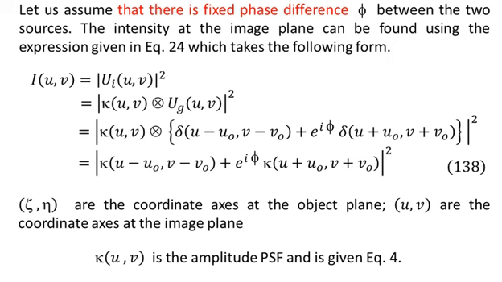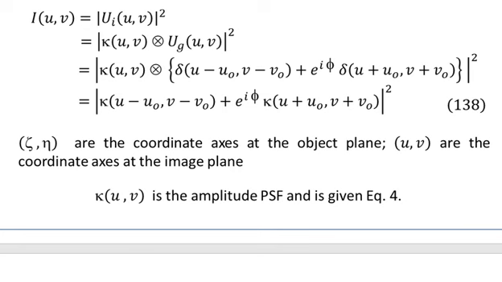So in the first kappa function we have the arguments u minus u naught comma v minus v naught, plus e to the power iota phi is as such there, and then we have the second kappa, which has the arguments of the second Dirac delta function, which is kappa of u plus u naught comma v plus v naught. So you know that equation number 138 will give you the intensity of the coherent imaging system when two point sources are located at the object plane differing in phase by phi. Zeta and eta are the coordinate axes at the object plane, u,v are the coordinates at the image plane. Kappa of u,v is the amplitude point spread function and is given in equation number 4.